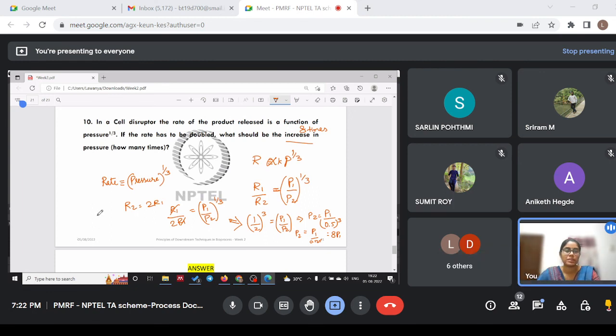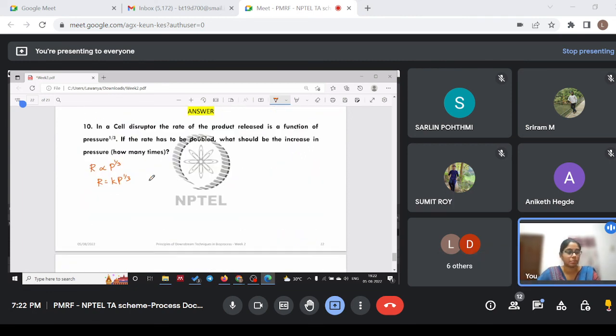I can also work it out. I mean, that's a little haphazard there. If you want me to work this out again for you, I can do. So R1 by R2 is equal to P1 by P2 whole power 1 by 3. So R2 is going to be twice of R1. So R1 by 2 R1 is equal to P1 by P2 whole power 1 by 3. I cancel these out. So I have 0.5 whole cube is equal to P1 by P2. So P2 is equal to P1 by 0.125, which is equal to 8 P1. So 8 times is your answer.